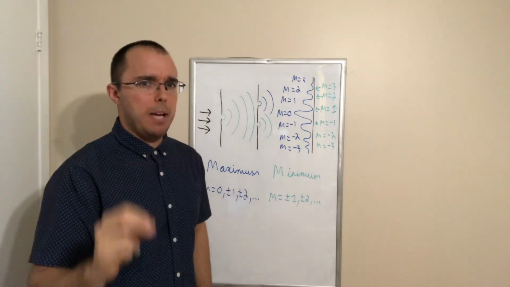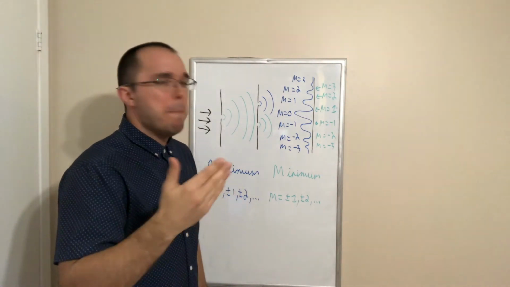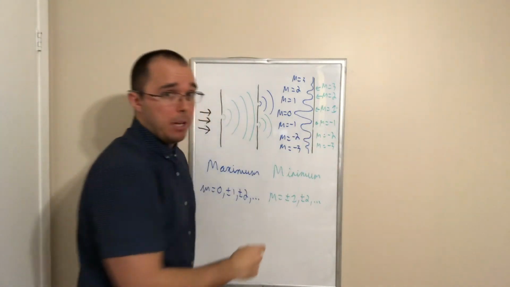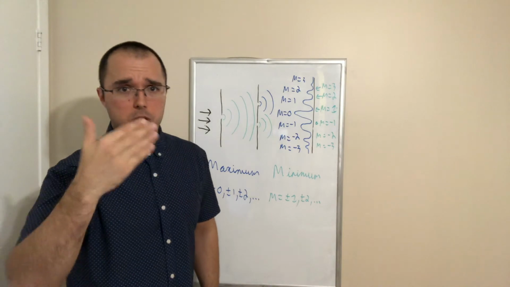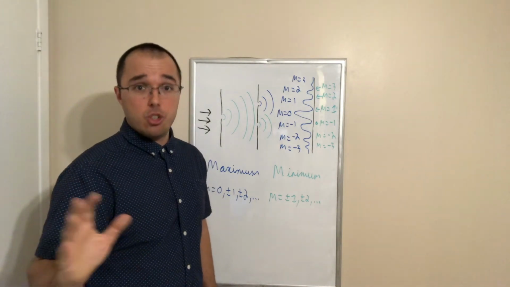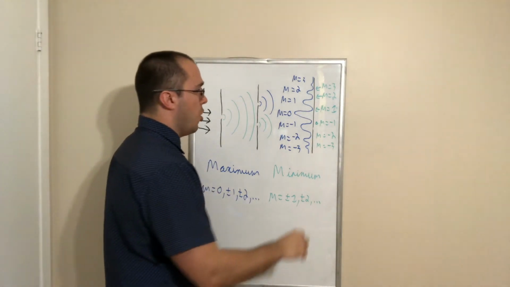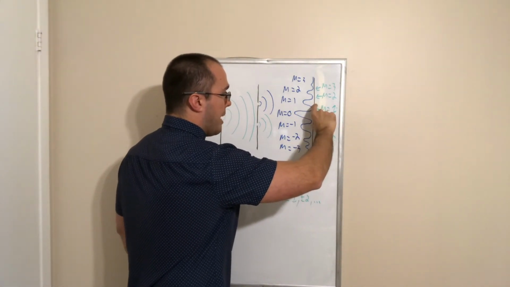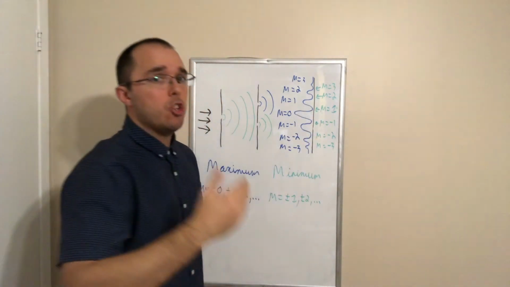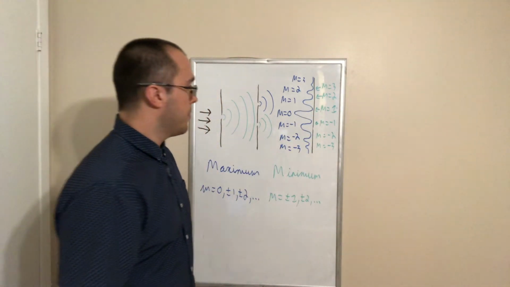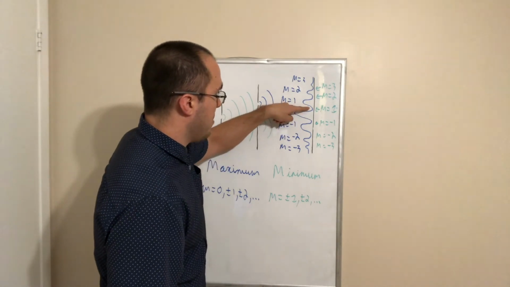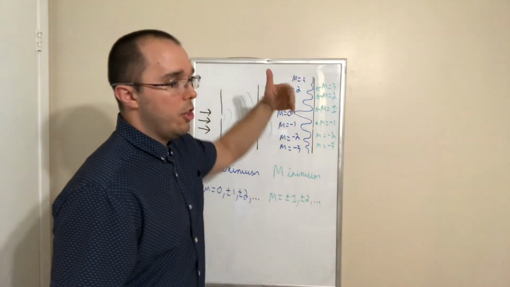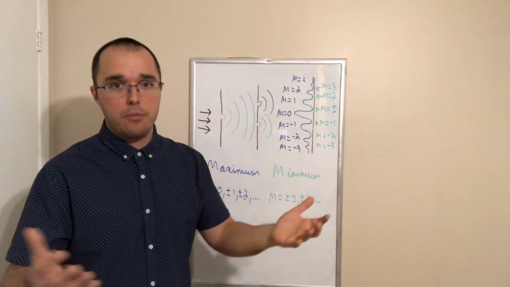When we talk about the minimum, well, there's no central minimum in this case. So m cannot be 0 for the minimum. It can be plus or minus 1, plus or minus 2, plus or minus 3, and so on, but it cannot be 0. So m is equal to 1 in this case. We're talking about the two first minima right next to the central maximum. And the same logic, so this is m equal to 1, this is m equal to 2, this is m equal to 3, and so on until we are not able to see the troughs anymore.